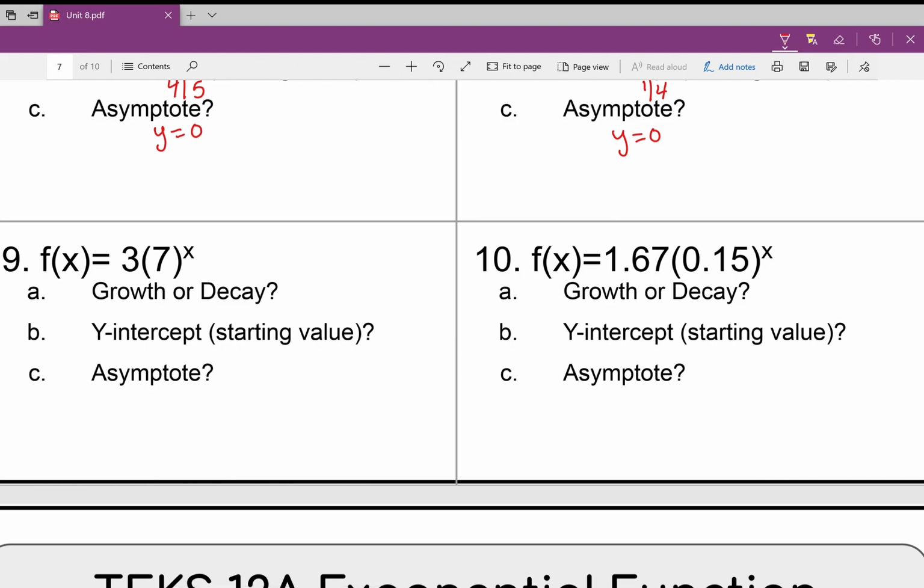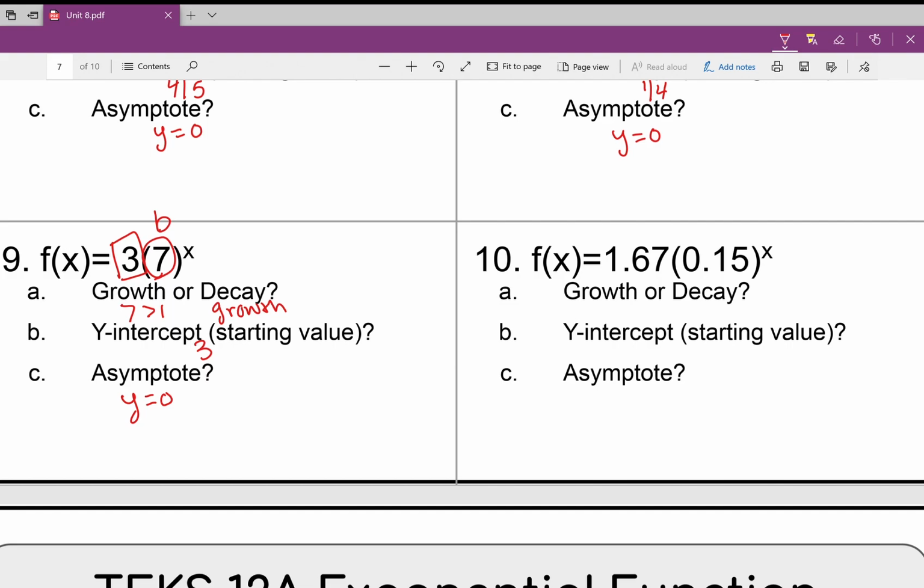Okay, go ahead and work on number 9. Okay, what you should have got for number 9 for growth or decay is you notice that 7 inside the parentheses is our b value. 7 is greater than 1, so it's a growth. Our y-intercept is always outside the parentheses, so in this case it's 3. And our asymptote is always y equals 0.